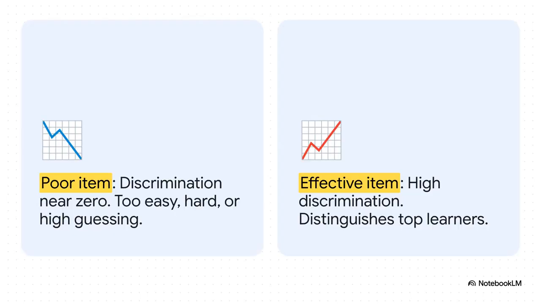If your discrimination index falls near 0, well, your item is failing. It means your question is extremely easy, impossibly hard, or just suffering from high levels of student guessing. Conversely, a highly effective item has moderate difficulty and a high discrimination value, successfully distinguishing your true top performers.